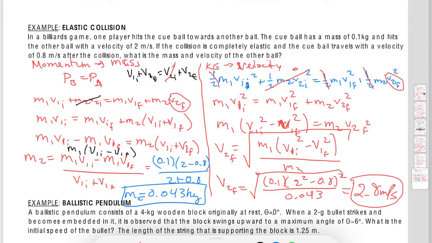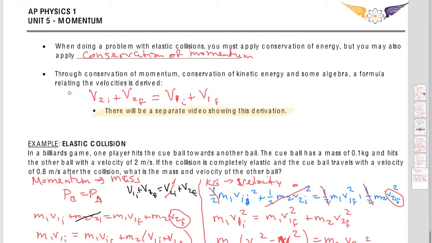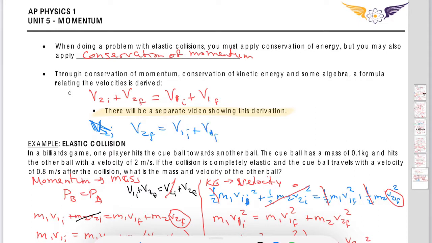Okay, but if you go back, if I scroll up here real quick, and look at this formula, our V2 initial was 0. So it's basically saying that V2 final equals V2 initial plus V1 initial plus V1 final. Well, it's 0 plus 2 plus 0.8.